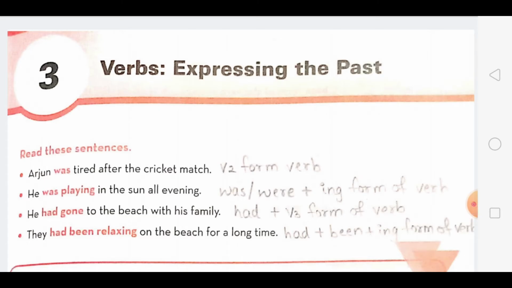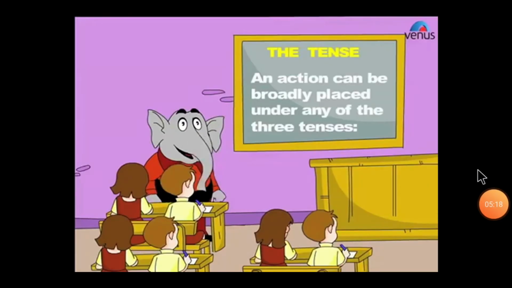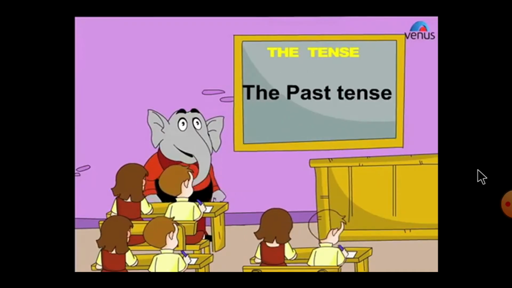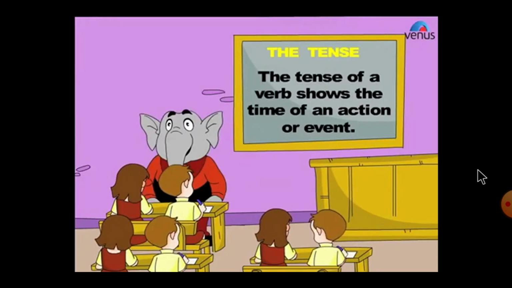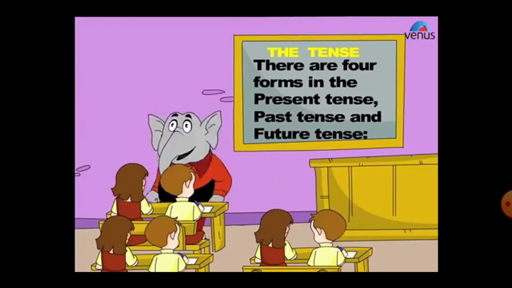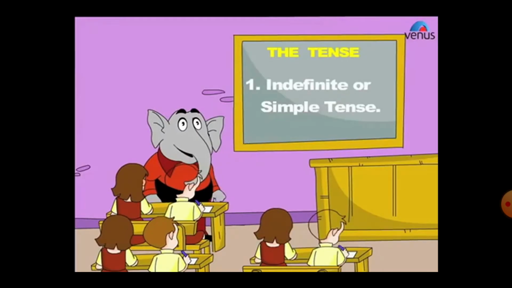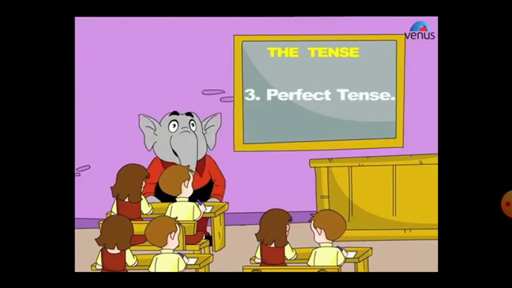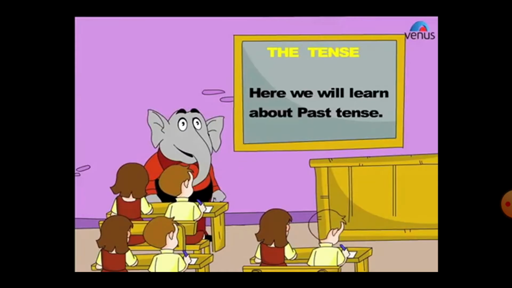First we'll move on to the simple past tense. An action can be broadly placed under any of the three tenses: the present tense, the past tense, and the future tense. The tense of a verb shows the time of an action or event. There are four forms in the present tense, past tense and future tense: indefinite or simple tense, continuous or imperfect tense, perfect tense, perfect continuous tense. Here we will learn about past tense.